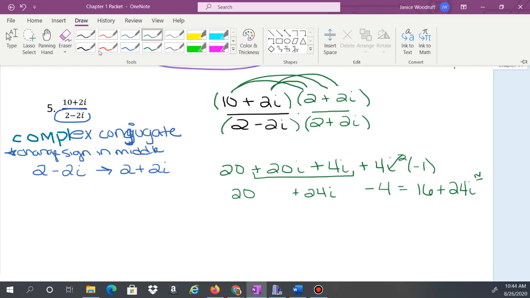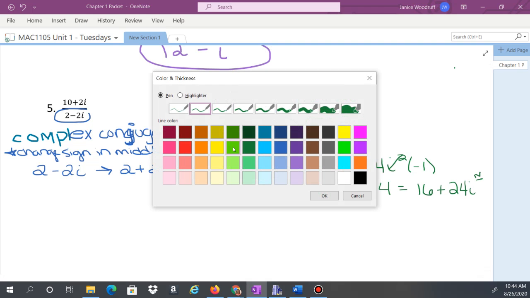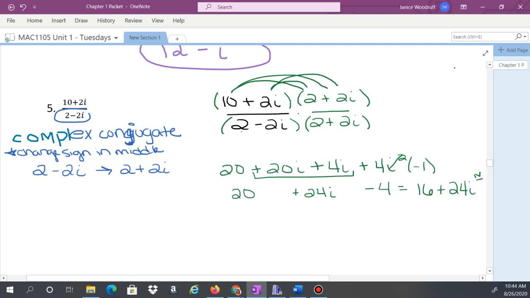Let's change the color for that one. In the denominator, I'm going to go 2 times 2. That'll give me a 4. Then I have a 2 times 2i. That'll give me a 4i. Then I have a negative 2i times 2. That will give me a negative 4i. Then a negative 2i times a positive 2i will give me a negative 4i squared.